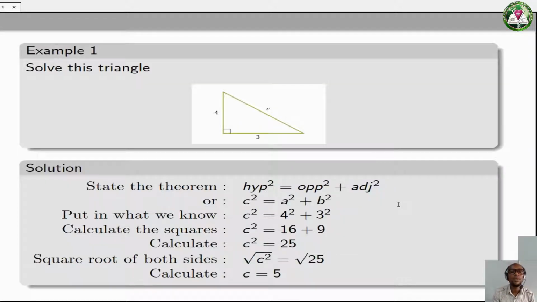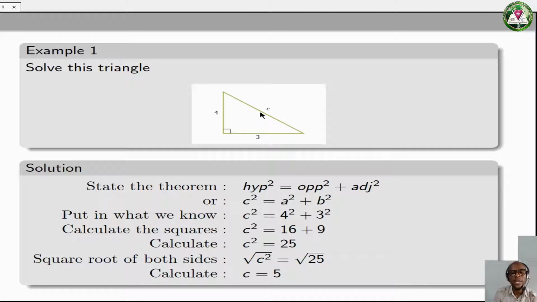Now, in the next example, look at this. We're asked to solve this triangle. Now, like I told you in class, when you're asked to solve, that means you have to find the value of an unknown. So if you look at this right angle triangle, all the sides have values except the hypotenuse. The opposite there has a side of 4 units, while the adjacent has a side of 3 units, whereas the hypotenuse side is C, an unknown there. We do not know what the value of the hypotenuse is.